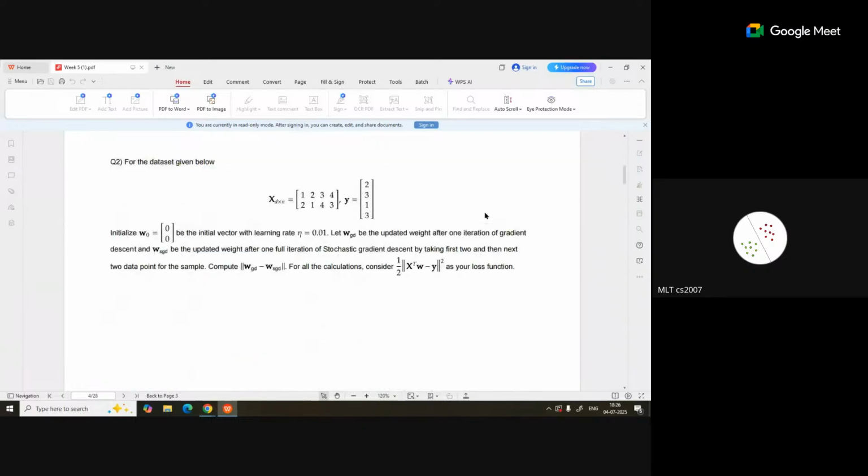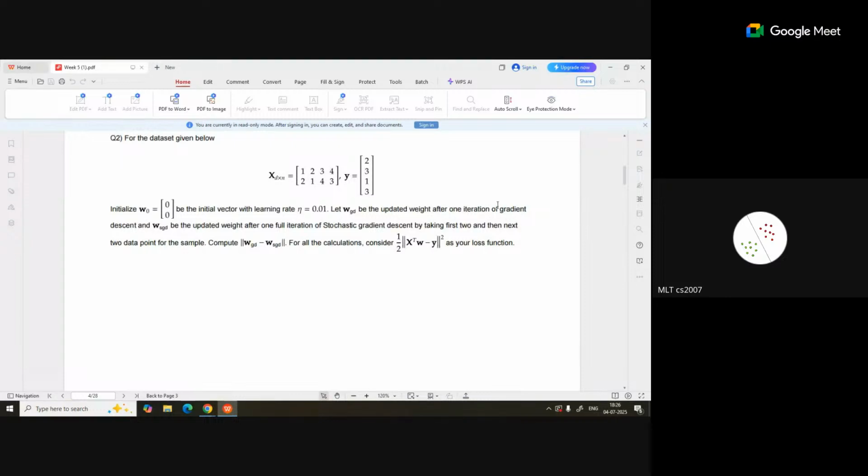Okay. So the next question is for the data set given below. So this is the data set. It is a D cross N matrix, but you can see, what are the number of features here? Two dimensions, two features, and how many examples are there? Four examples. So that is why your X matrix will look like a 2 by 4 matrix. And if you have four examples, that means you will have four corresponding labels, right? That is why y is a 4 by 1 vector.